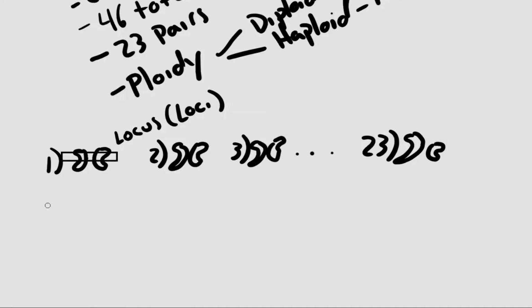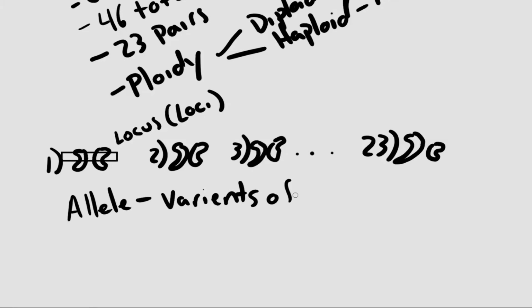So we have a term for this. We call them alleles. So an allele is just variations or variants of a gene. So different sequences of the same gene. All right, so a gene is the trait that you're coding for, while alleles are different variations of that gene.